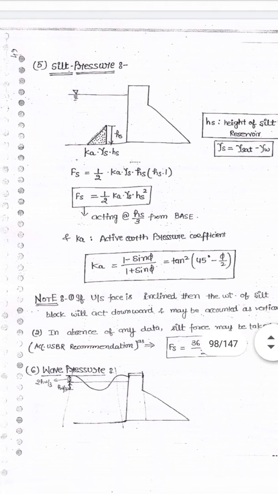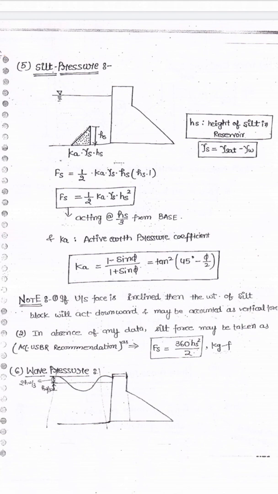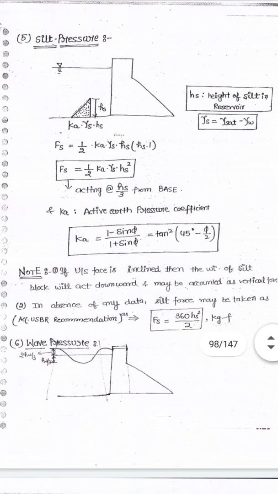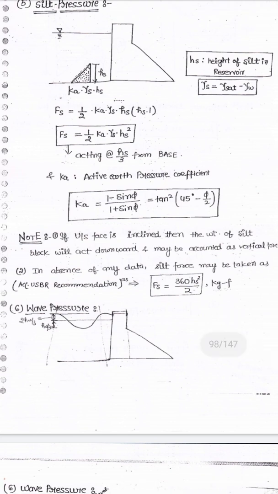The intensity of that pressure will be 1/2 Ka gamma S Hs squared, where gamma S is the saturated density of the silt and Hs is the height of the silt in the reservoir, and Ka is the earth pressure coefficient. The value of this earth pressure coefficient can be calculated as (1 minus sin phi) upon (1 plus sin phi), which is equal to tan squared (45 minus phi by 2), where phi is the angle of internal friction of that silt.